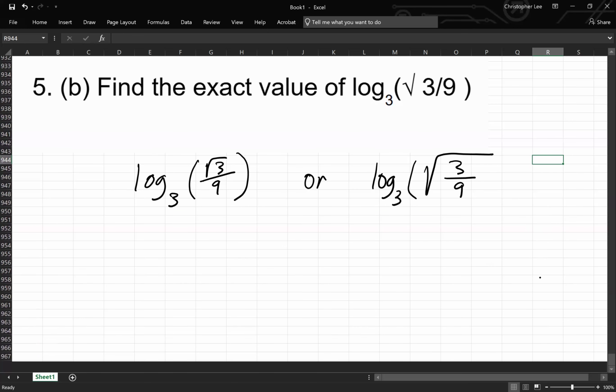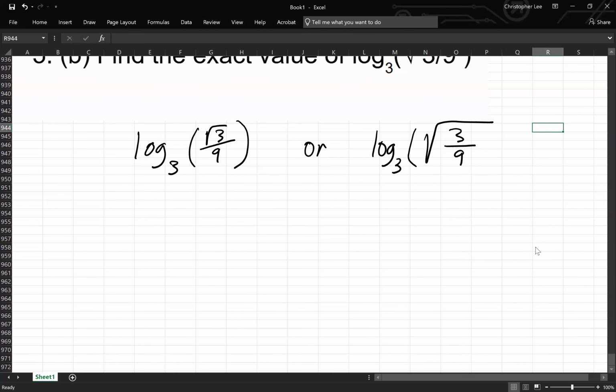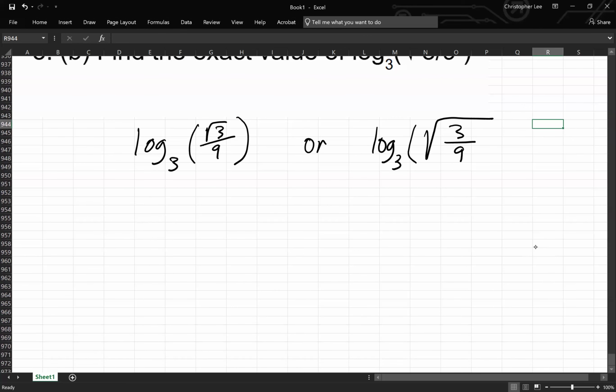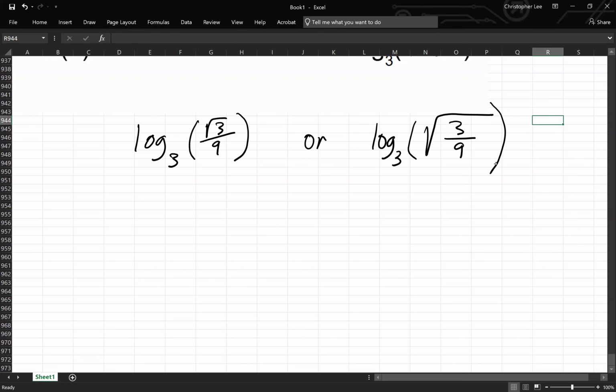All right. Let me just close parentheses on this. Okay. So, say I wanted to find the answer to the first one, right? 3 raised to what power is this answer here? Now, there's a couple of ways we could do this. We want the exact answer, right?